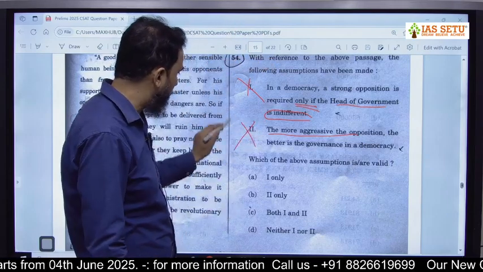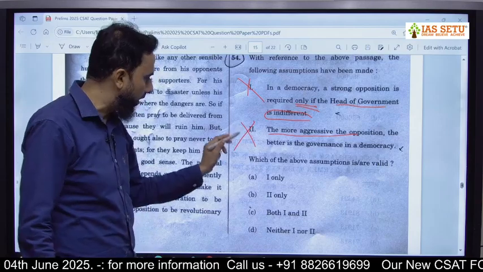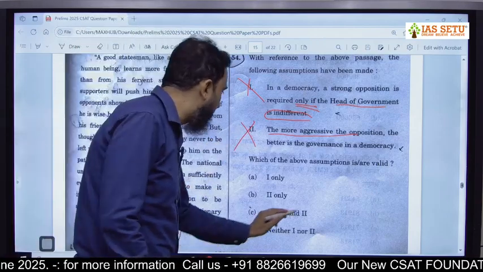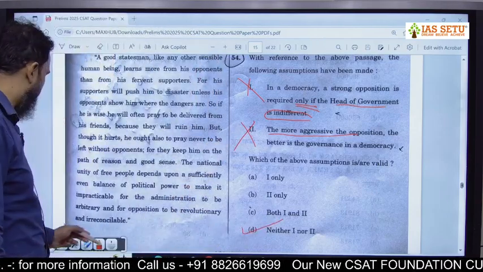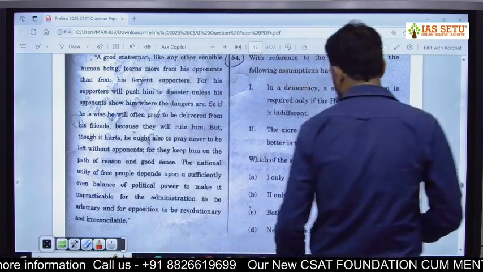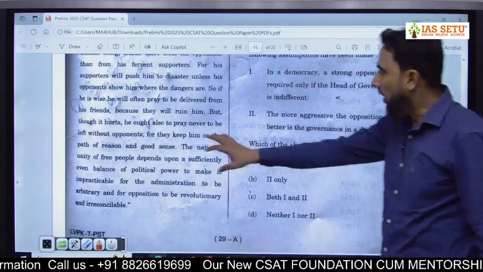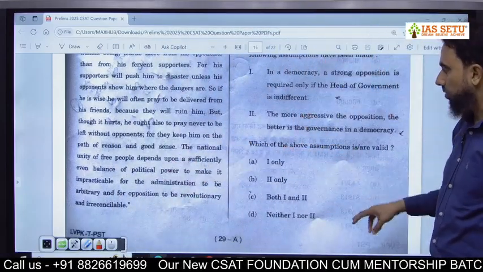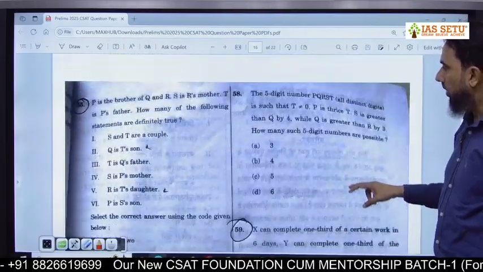ऐसा नहीं कह रहा है वो. तो it is also violating. Second is violating the magnitude. D should be the answer. Both assumptions are incorrect. Right. The last sentence goes against this second statement. Next passage.